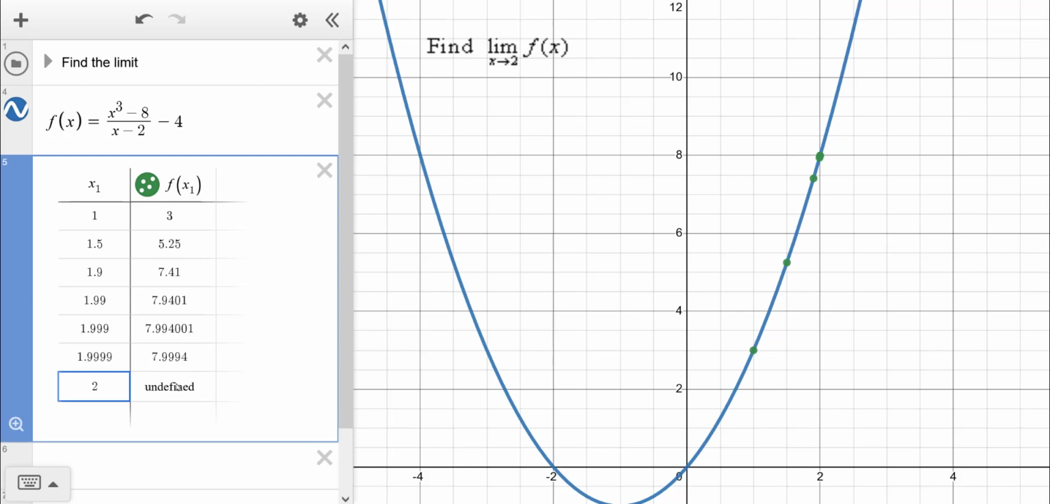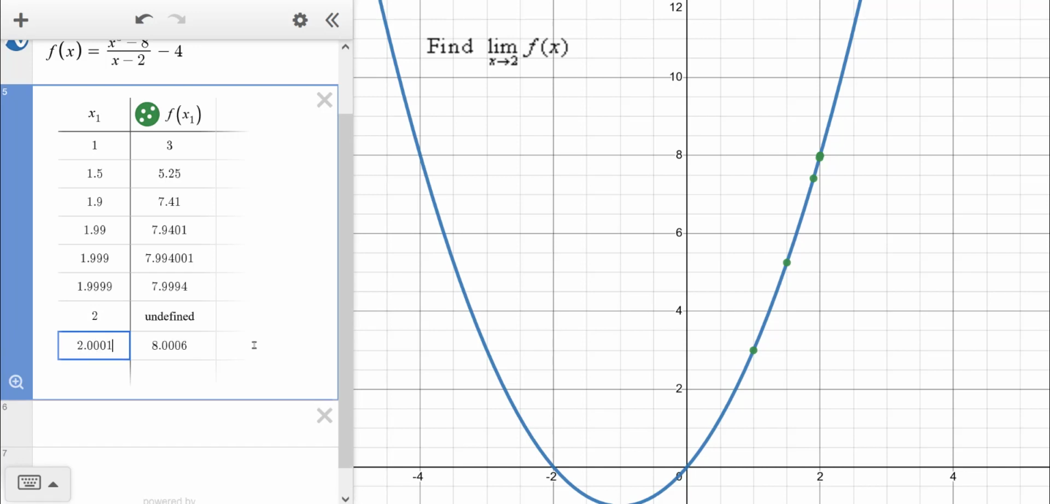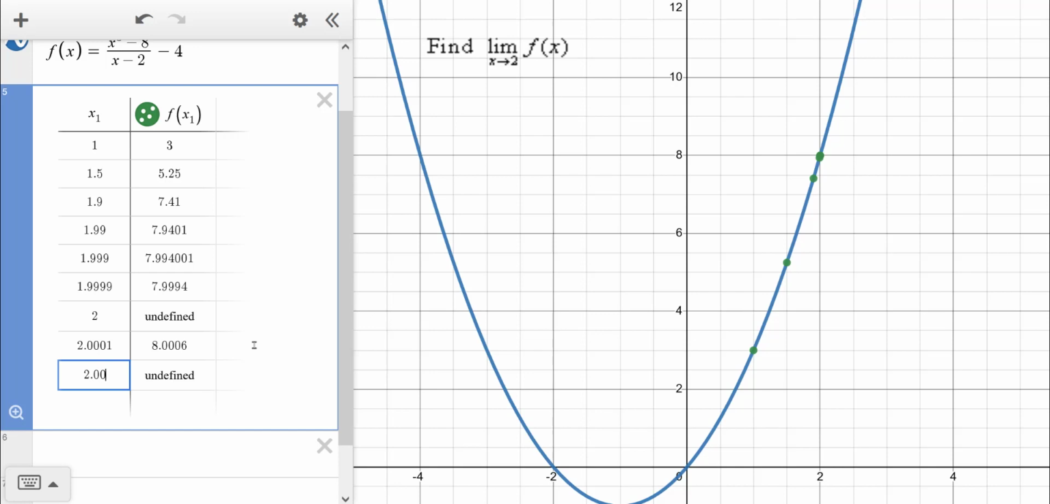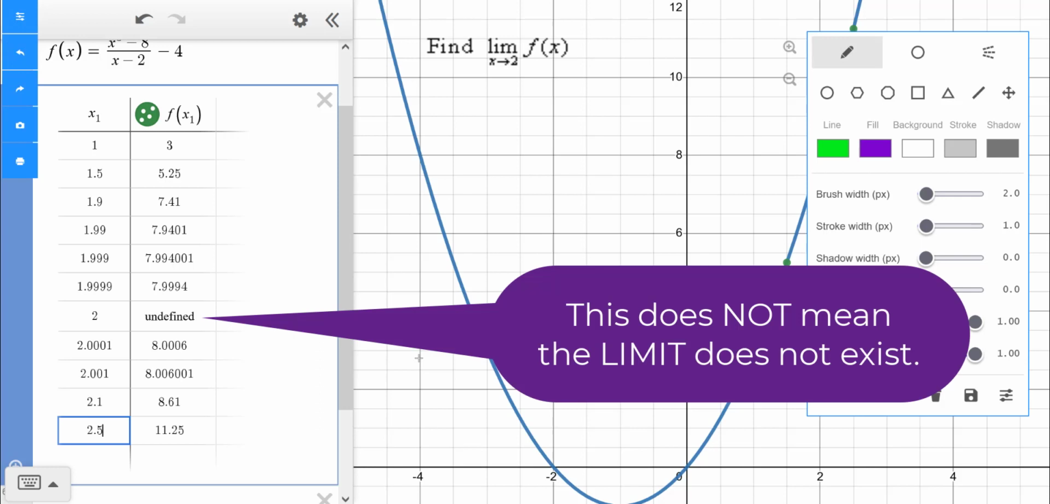Now if we put in 2, we saw before it's undefined, there's no value there. And we could look at the limit on the other side by going just a little past 2.0001. If we worked backwards, I'm going to reverse all of this, 2.001. Let's say we got 2.1 and 2.5.